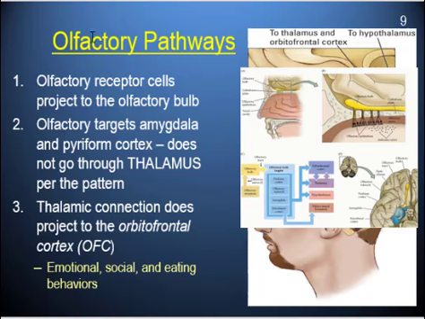But the olfactory system cheats. The olfactory system doesn't go to the thalamus first. It eventually gets there, right? But it doesn't go there first. In fact, some information doesn't go there at all. Some of the olfactory targets go straight to the amygdala and to the piriform cortex. It doesn't even go through the thalamus.